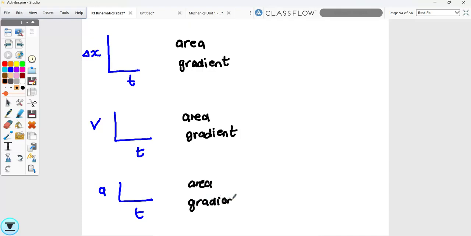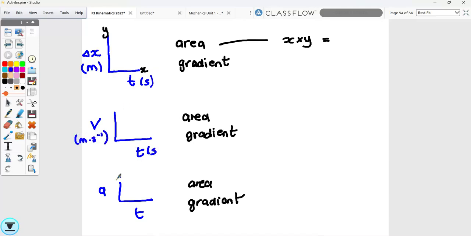Okay, so for the first one, the area you always know is going to be side times side. So it's x times y. If you're thinking about a graph that this is y and this is x, so it's x times y. So remember the unit for this is meters, seconds. I'm going to go fast because we've done this before. This is meters per second, and this is seconds. This is meters per second squared, and this is seconds. Stop me if I'm going too fast, but I'm assuming you've all done this.